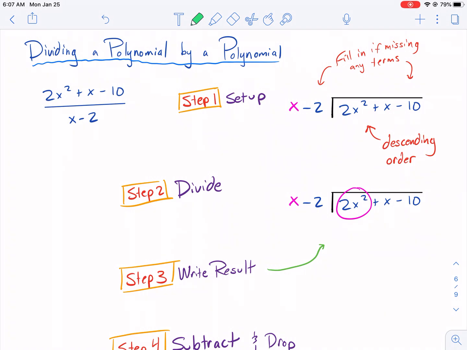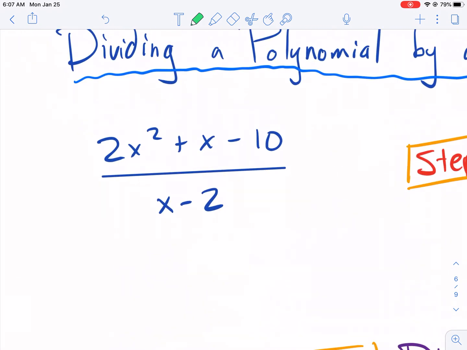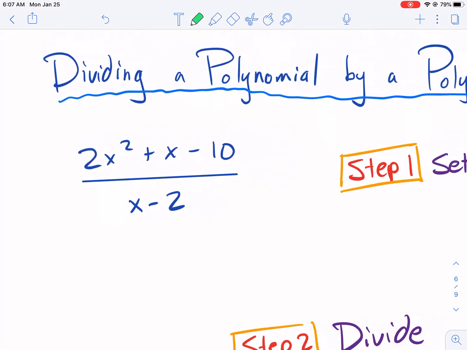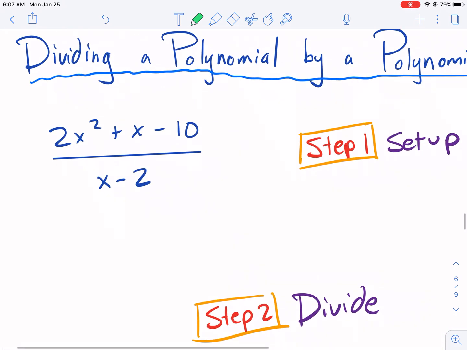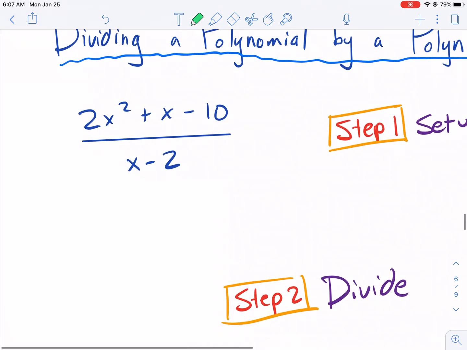Welcome everybody to part 2 of 4.5. We're talking about dividing a polynomial by a polynomial. An example to lead us into this topic is 2x squared plus x minus 10 divided by x minus 2. Okay, what is this about? What is this saying? Well, it's saying what times this will equal this.